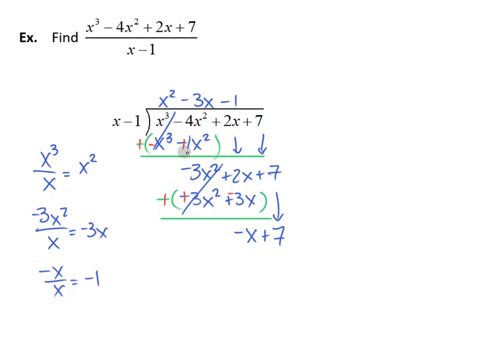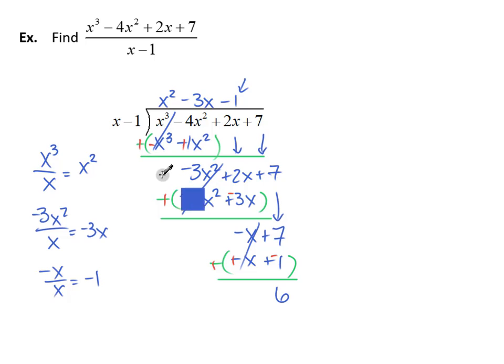So minus 1. Well, we still need to distribute again. Negative 1 to both parts. Negative 1 times x is negative x. And negative 1 times -1 makes positive 1. Subtract our line again by adding the opposites. Add the opposites, okay? And now our x's cancel out, and we end up with positive 6.